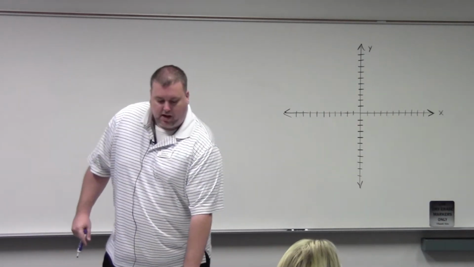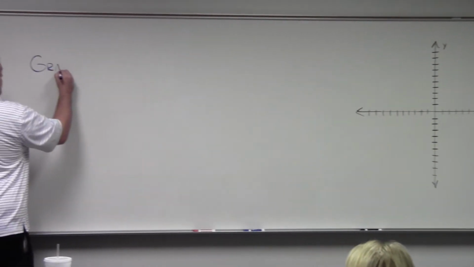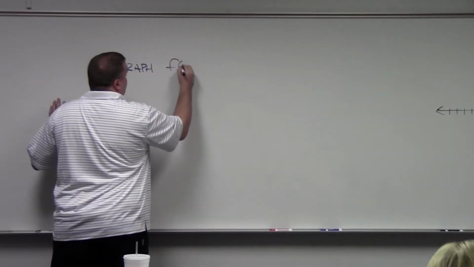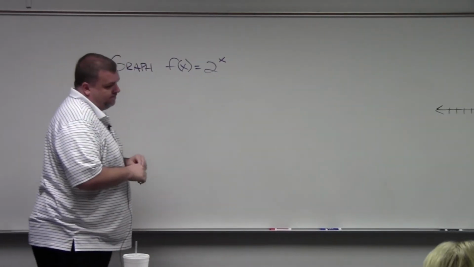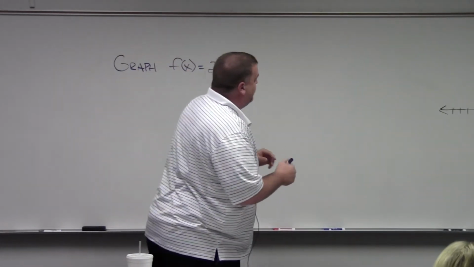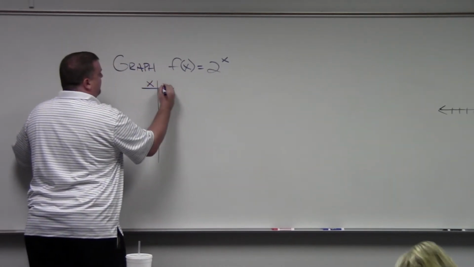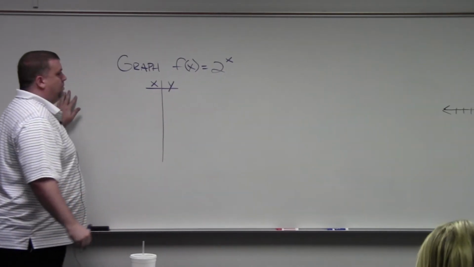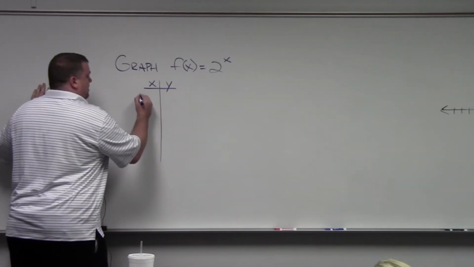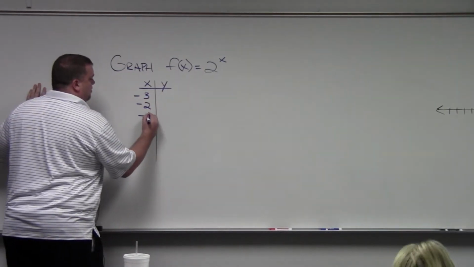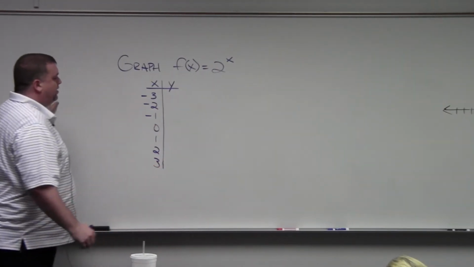So the first one we're going to talk about is at the top of the second page. We're going to graph f of x equal to 2 to the x power. Okay. What we're going to do is make a t-table. We're going to plug in some values for x to come up with some values for y. In general, what you want to do is use these values to get a good set of points.